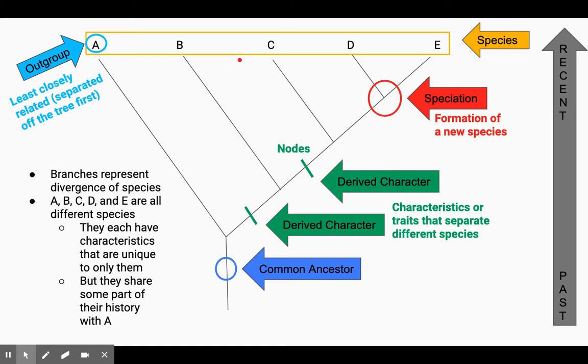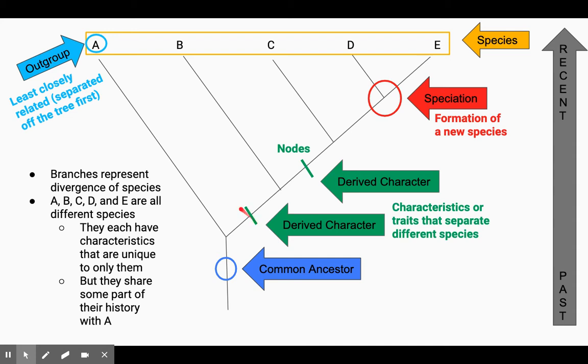Then we have what are called derived characters. And those are characteristics or traits that separate different species. We also call them nodes. So when you see them on a phylogenetic tree, we refer to these as nodes. But you should know that a node is a derived characteristic or trait. So how I read phylogenetic trees is I like to think about it as a highway. And each node is an exit. So we know that a node is a derived characteristic.